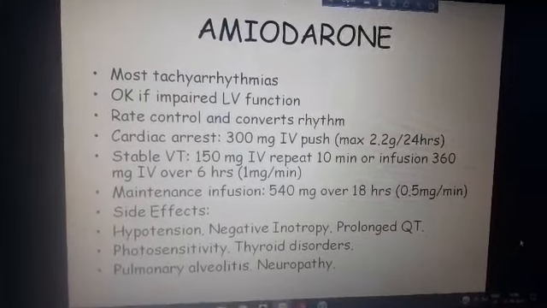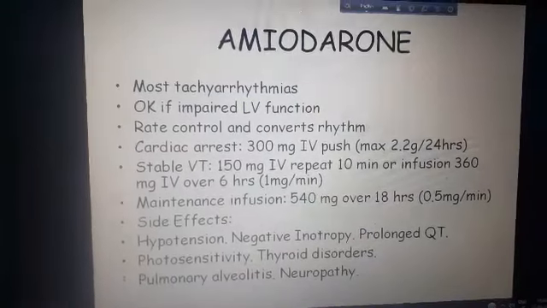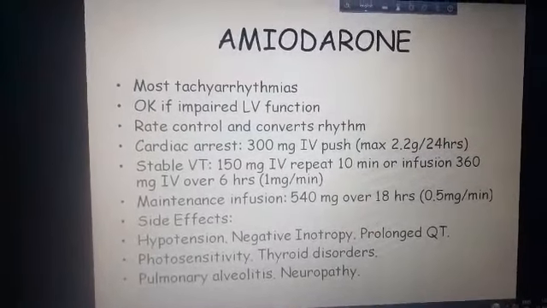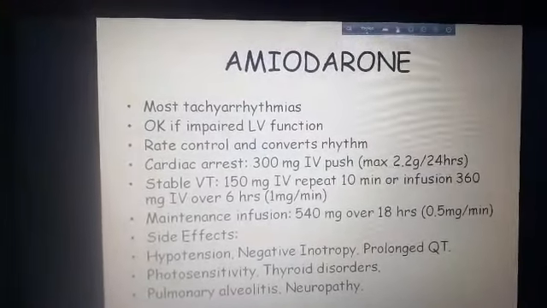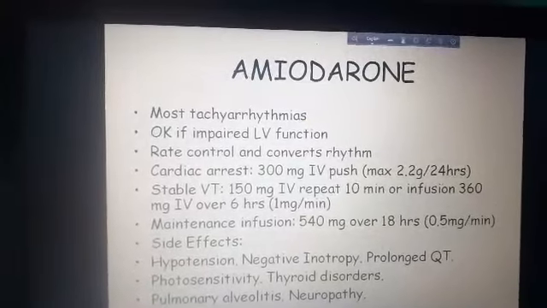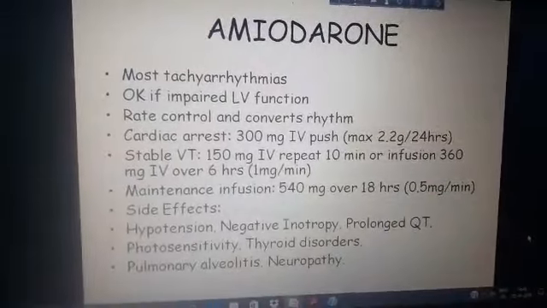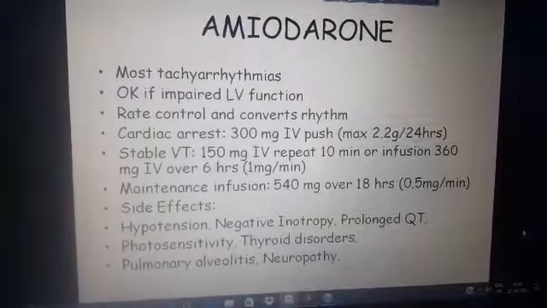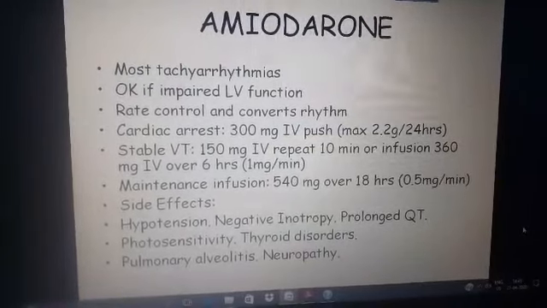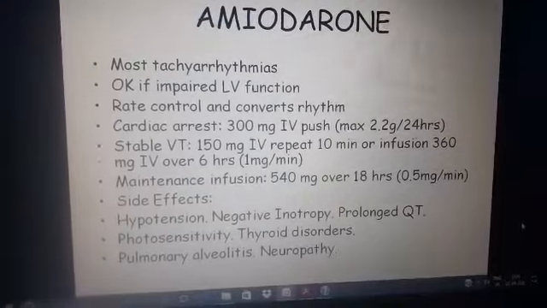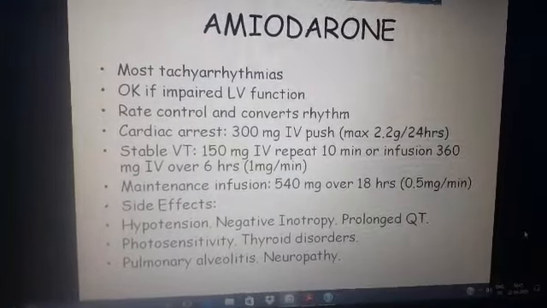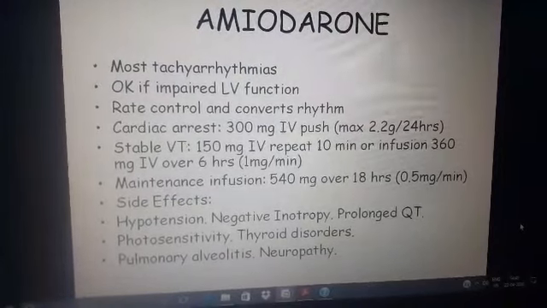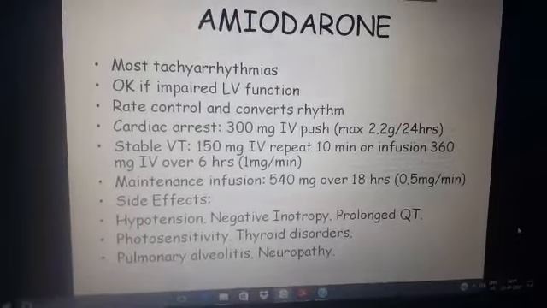So amiodarone, you have to know it in detail. It is useful for most of the tachyarrhythmias because of its wider spectrum of action. It is a sodium channel blocker, it is a potassium channel blocker, and it also acts similar to a beta blocker to reduce the automaticity of the pacemaker tissue. It can be given in patients with impaired left ventricular function also. It controls the rate, and it also converts the rhythm to sinus rhythm. And in cardiac arrest, we can give it 300 milligram IV.